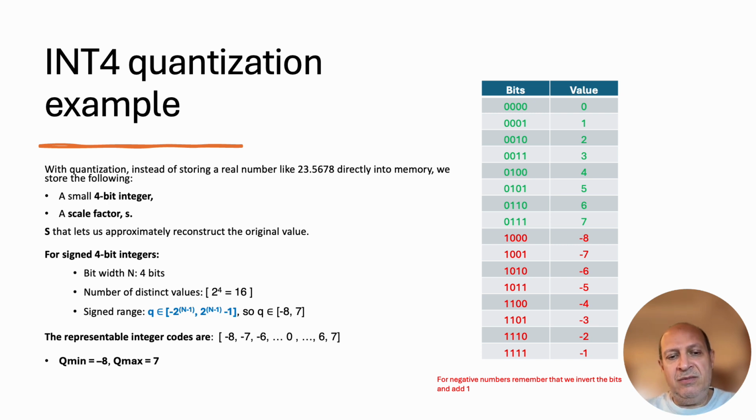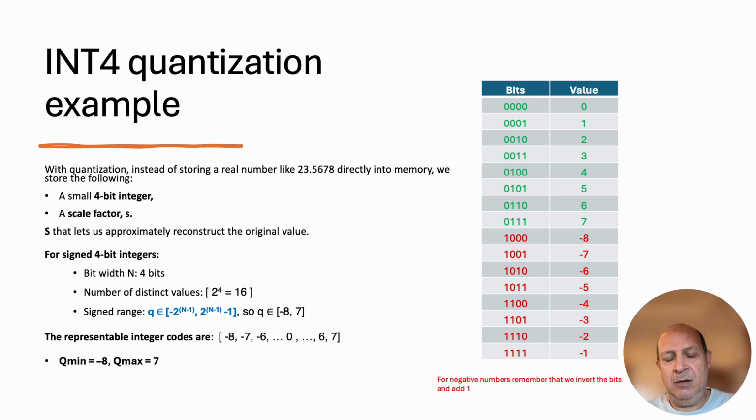The signed range is given by the formula: Q belongs to an interval with a minimum of -2 to the power n minus 1, and a maximum of 2 to the power n minus 1, and then the result minus 1. So in our case, Q belongs to the interval -8 all the way to 7.